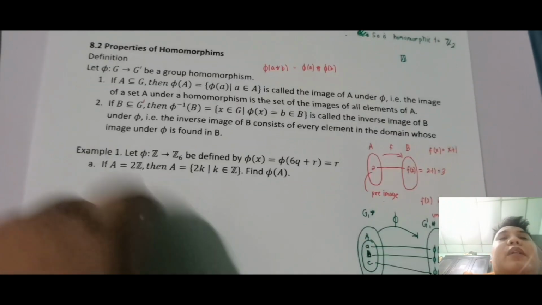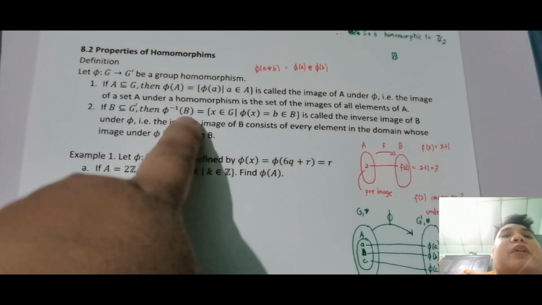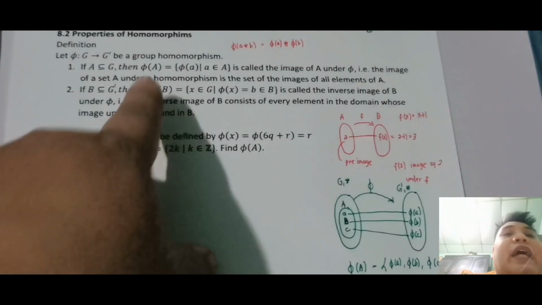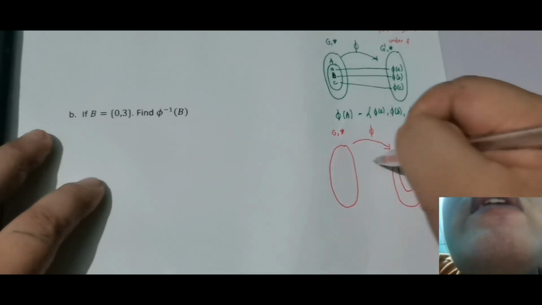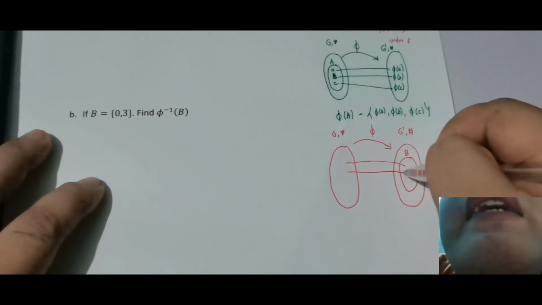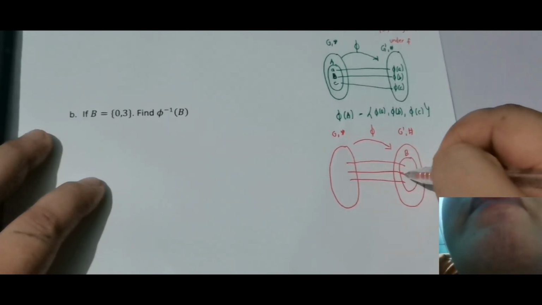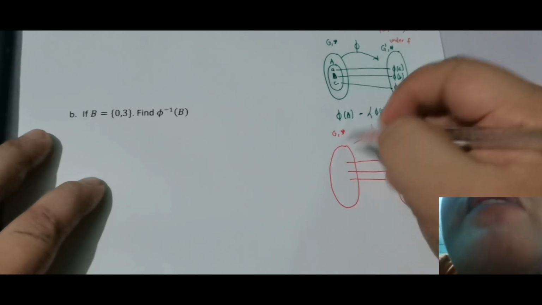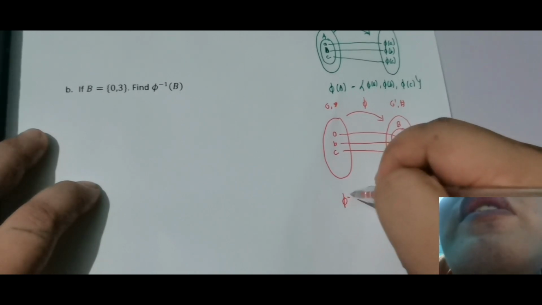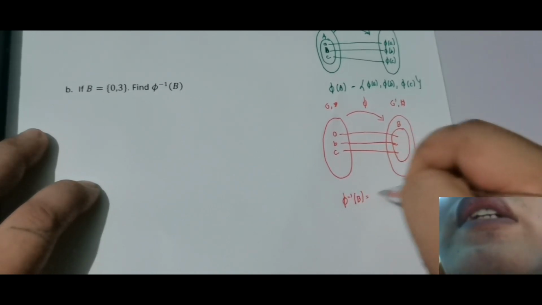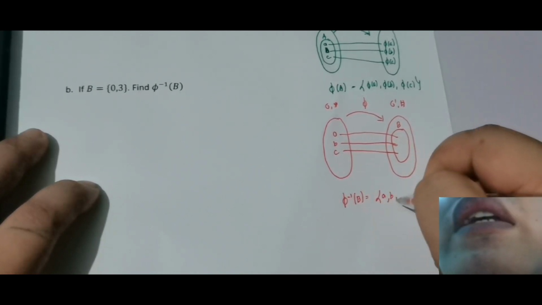Now, what does number 2 say? It says, if B is a subset of G prime, then P inverse of B is equal to the set of X, element of G, such that P of X is equal to B. What does that mean? All of those that mapped to them. Again, we have elements inside here. Assuming these are A, B, and C, the ones that mapped to them, meaning our P inverse of B is the set containing A, B, and C.